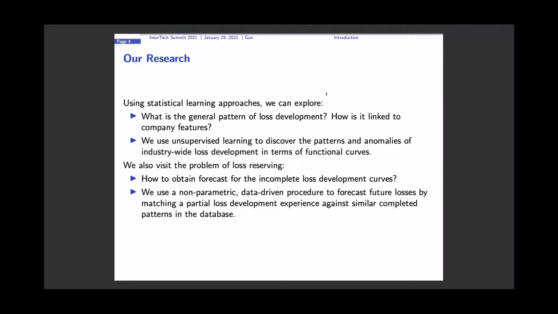So in the end, I'll briefly mention the ideas of our loss reserving approaches. Indeed, in terms of the functional curves, how do we forecast the incomplete loss development curves? In short, we will use a non-parametric data-driven procedure to forecast the future losses by matching the partial loss development experience against a similar completed pattern in a database. So you'll see we'll take advantage of the information of the already completed loss development and also the complete loss development in the history.